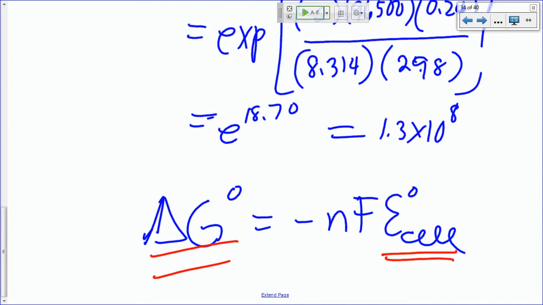What would be your equilibrium constant if the standard cell potential is 0? e to the 0 is 1. That would be your equilibrium constant. What if it's negative? e to a negative number would be a number less than 1, so your reaction is not going to go far. So if you have a negative standard cell potential, you're looking at an equilibrium constant that is very small.